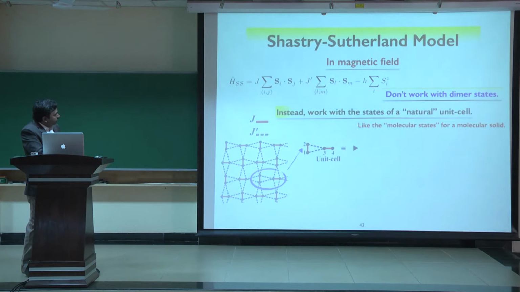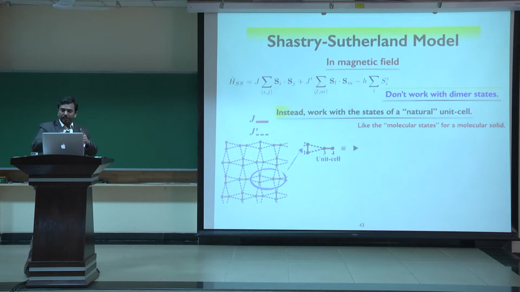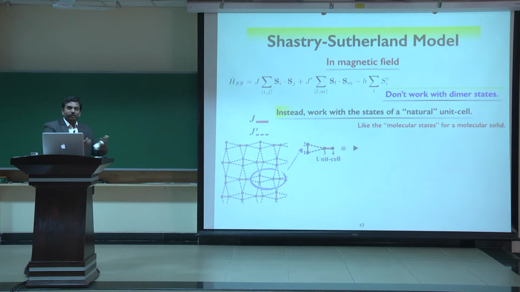One could in principle choose this unit cell in different ways, but since we are interested in strontium copper borate, where J is stronger, it's better to think about two stronger dimers in the unit cell. All I need is four spins. I could have chosen this square as my unit cell, but then I'd be starting from a wrong starting point as far as strontium copper borate is concerned. I'm guided by the fact that the red dimers are stronger in strontium copper borate, so I choose that unit cell which contains two strong dimers within it, including the J prime interaction.